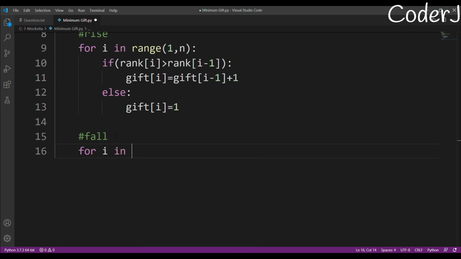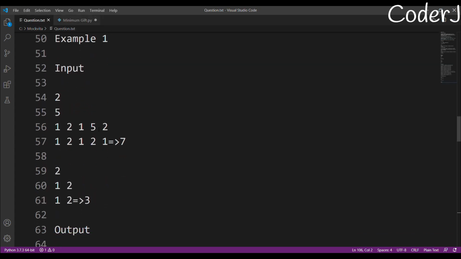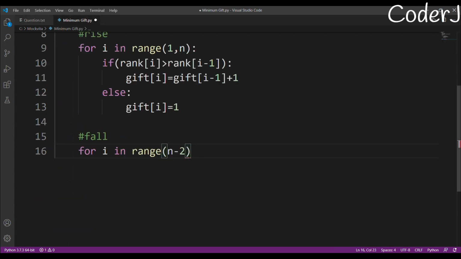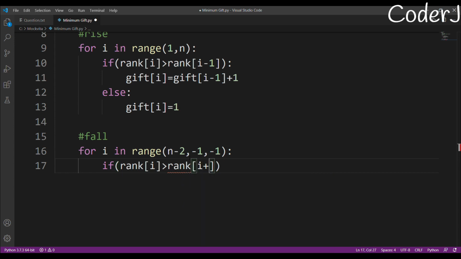So for, and now I'll just go backwards, and I'll start from just give me a second. Where was I? In my fall part, I will not start from this. I will start from the second last element. So this will become n minus 2 and till minus 1 in a backward order. I'm just iterating backwards, and now I check: is the rank that my current element holds greater than the rank that my next element holds?